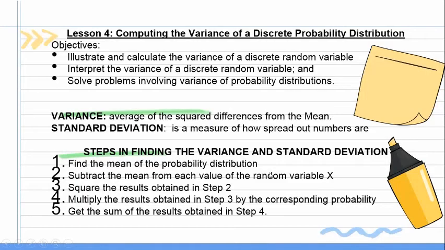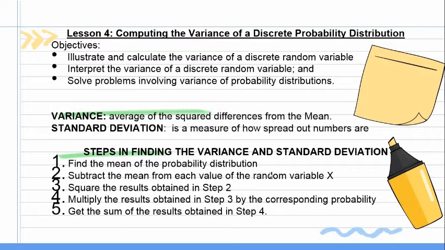We're now on our last lesson for this chapter, that is computing the variance of a discrete probability distribution. Our objectives for this lesson are, first, to illustrate and calculate the variance of a discrete random variable. Second, to interpret the variance of a discrete random variable and solve problems involving variance of a probability distribution. We're going to encounter the words variance and standard deviation. What is variance? It is the average of the squared differences from the mean. And standard deviation is a measure of how spread out numbers are.